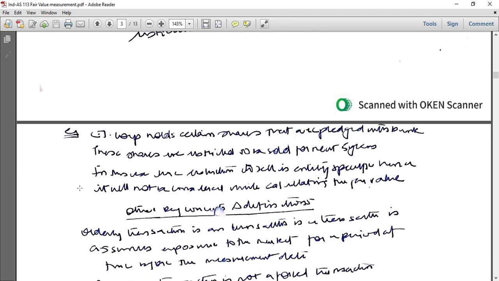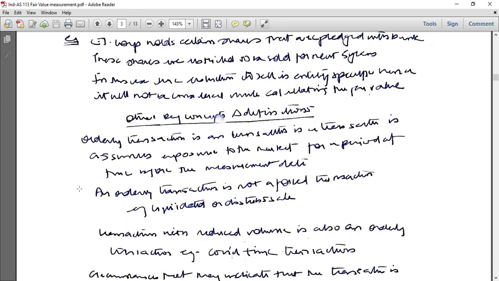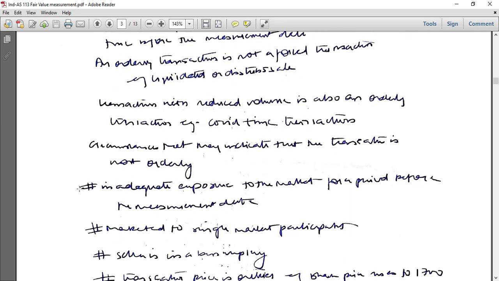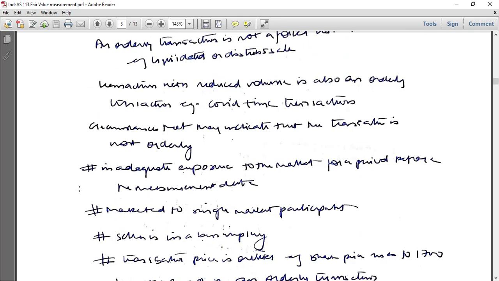Other key concepts and definitions: an orderly transaction is a transaction that has exposure to the market for a period on or before the measurement date. An orderly transaction is not a forced transaction. Example, liquidation or distress sale would not be an orderly transaction. A transaction with reduced volume is also not an orderly transaction. Example, COVID time transactions would not be orderly transactions.